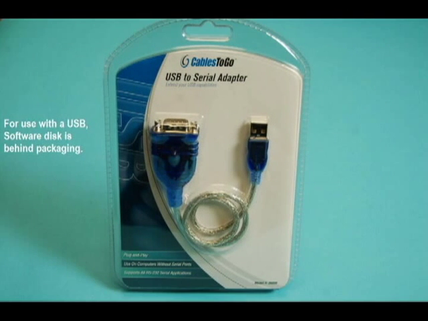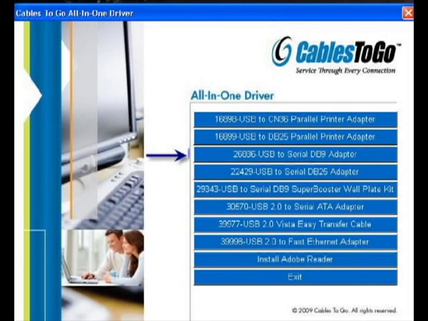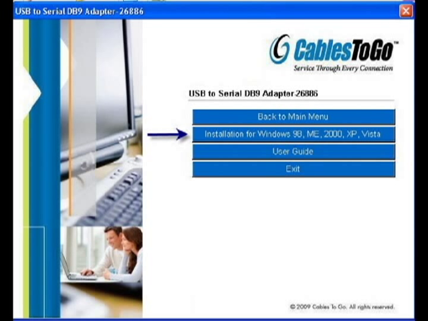If using a USB port, download Cables to Go software. The disc is behind packaging. Select 26886-USB to serial DB9 adapter. Select installation for Windows 98, ME, 2000, XP, or Vista.